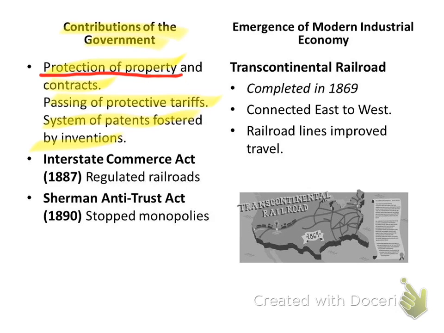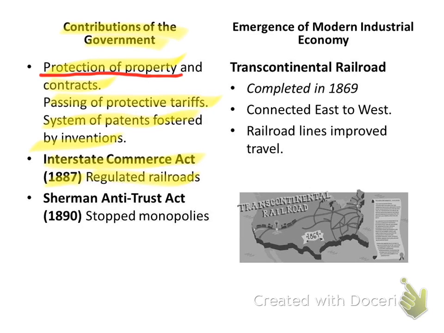I think that's a great idea, something that we need to do, and actually need to do more of, because all too often we let the Chinese and other countries just rip us off, costing Americans billions of dollars a year. Okay, the Interstate Commerce Act, 1887, regulated railroads.